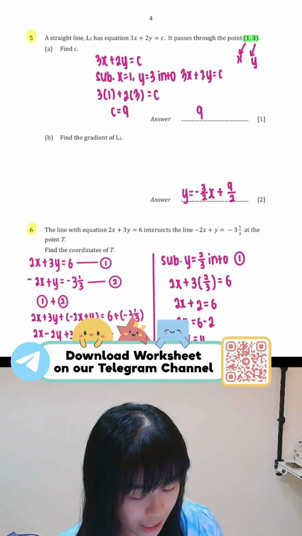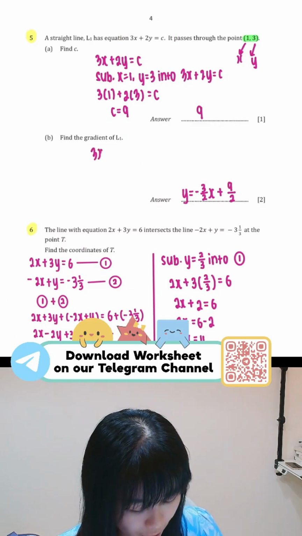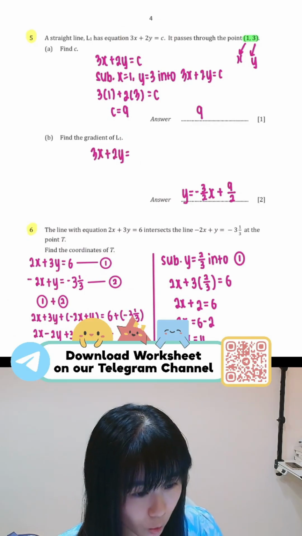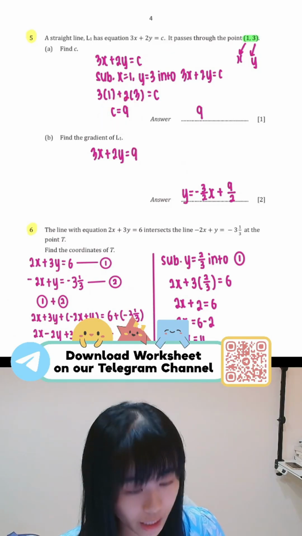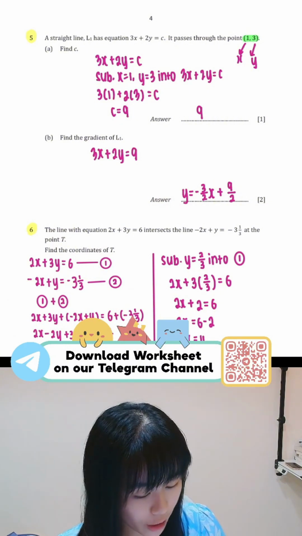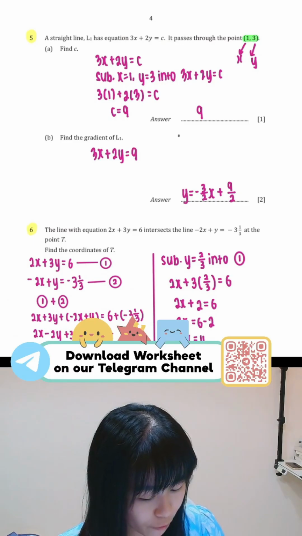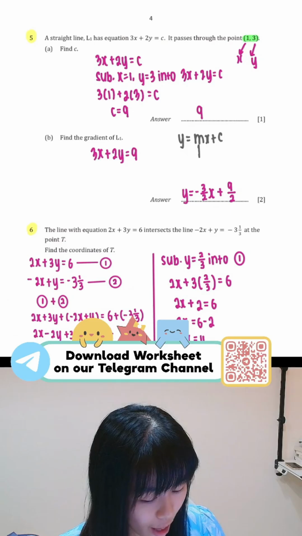Knowing that c is 9, I want you to rewrite this entire equation. It will be 3x plus 2y equals, now, your c is your 9, so you put it in here. Then to find the gradient, remember, you have to write it in y equals mx plus c, whereby your m is the gradient.